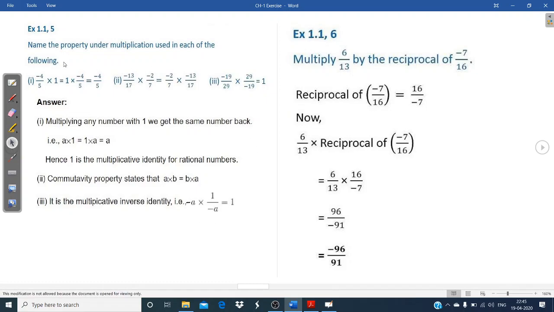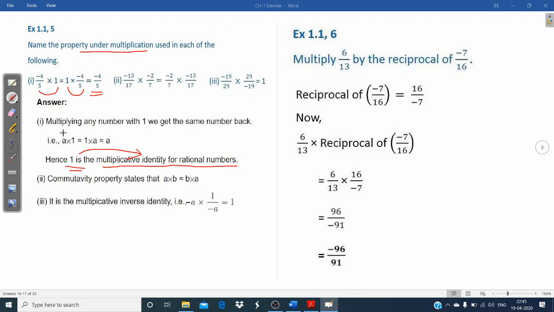Now, let's move to the fifth question. You have to name the property under multiplication which is used in the following. In the first part, you have to name the property. If a number is multiplied by 1, or 1 is multiplied to a number, you get the same number. Which property is this? This is the multiplicative identity of rational numbers. 1 is the multiplicative identity of rational numbers, so this will be the name of the property. We have already studied this: if a is multiplied by 1 or 1 is multiplied by a, you get the same number.